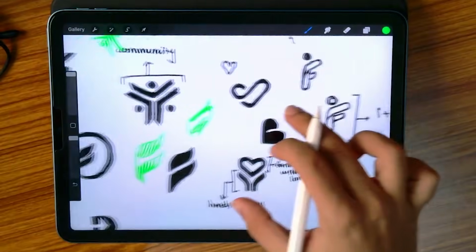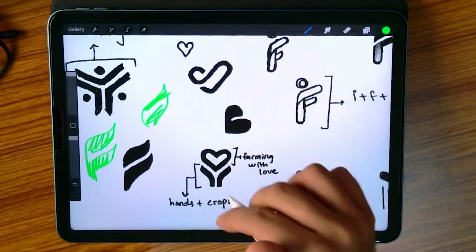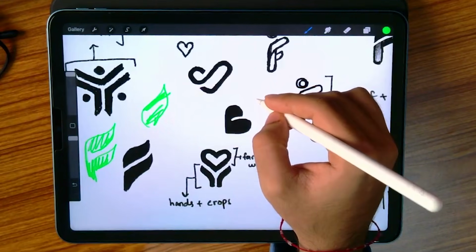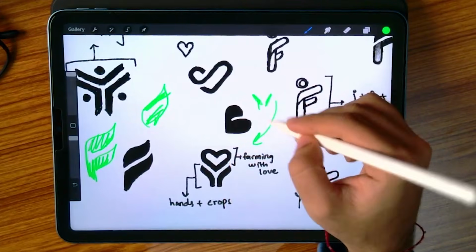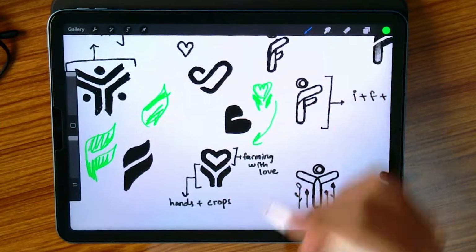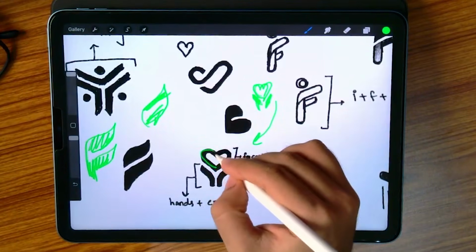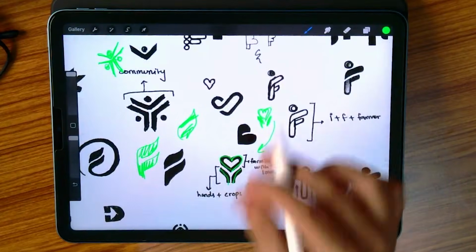And then there was this idea which I personally liked, of this heart and crop shape. You know how each and every crop is so valuable to the farmer. So this is like a hand shape. I'm talking about this concept. This is like a hand shape, and here is a heart. Okay, and it's like hand-per-clause, farming with love. So that's what I wanted to show with this one, but they didn't like it. I personally like this concept.